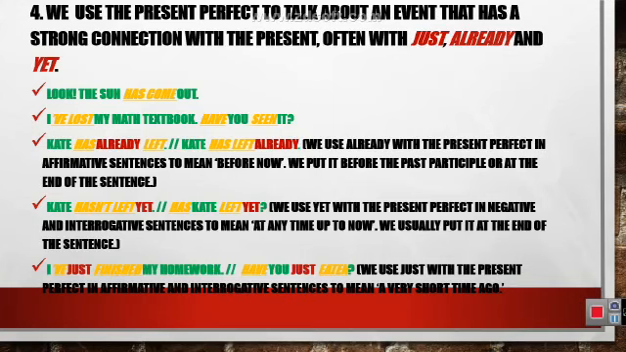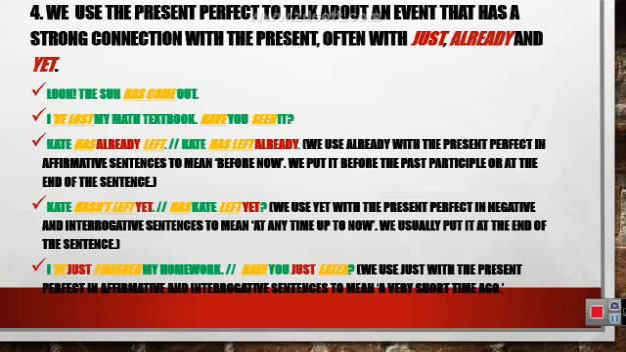3. Kate has already left. Kate has left already. Has left, a verb in the present perfect with already. We use already with the present perfect in affirmative sentences like Kate has already left or Kate has left already. And already means before now. We put it before the past participle or at the end of the sentence, and you can see the 2 examples.